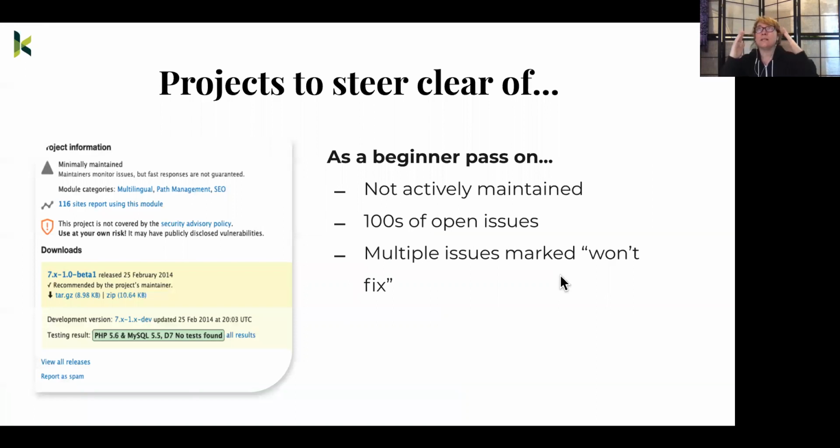So the issue queue is very big. And as a beginner, I know I was overwhelmed by the issue queue. Even after I did that advanced search and refined what I wanted to work on, I like to suggest some issues to steer clear of. One being projects that aren't actively maintained. And this goes back to working on Drupal 6 or Drupal 5 as well. They're not actively maintained.